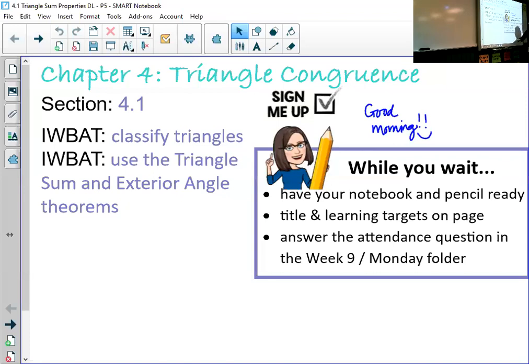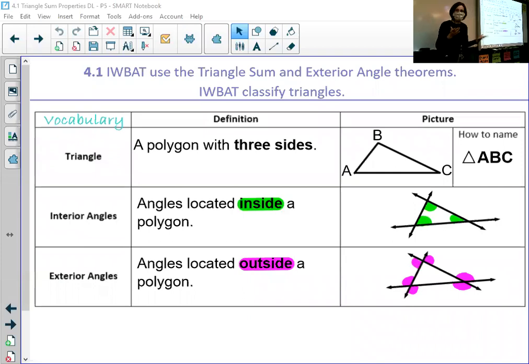So let's get going. All right, so this slide was already up for those of you who were at home. We have some new vocabulary words. One of them being triangle, because this chapter is all about triangles. A triangle is a polygon, poly meaning many, and tri is 3, so it has 3 sides. So a polygon with 3 sides, and I gave a little picture.